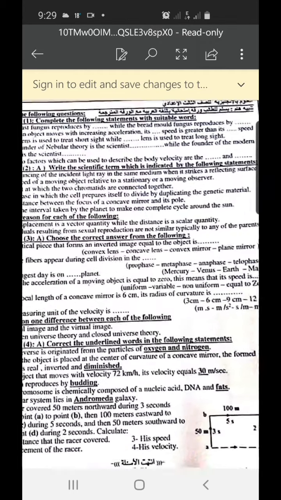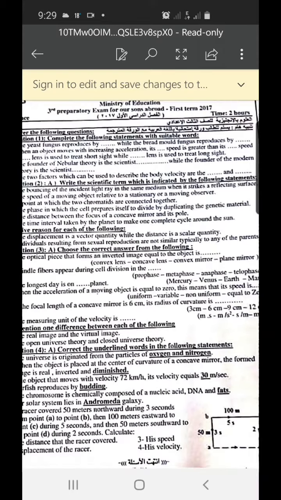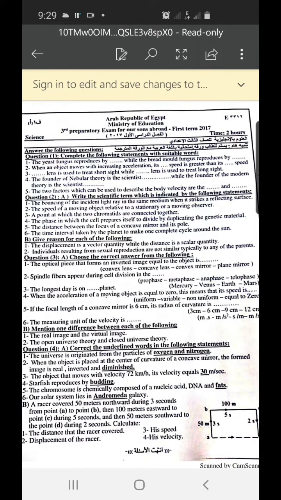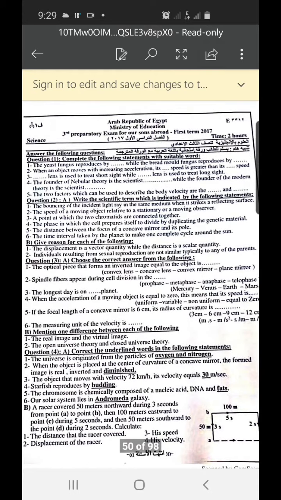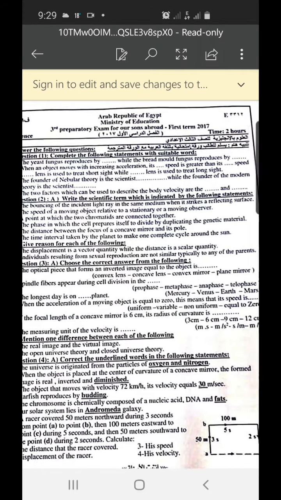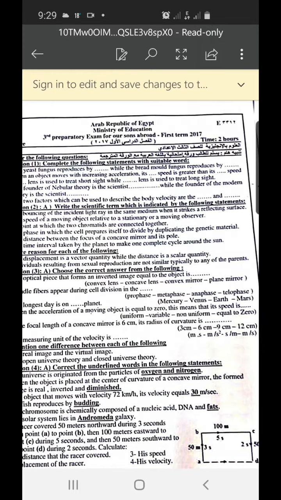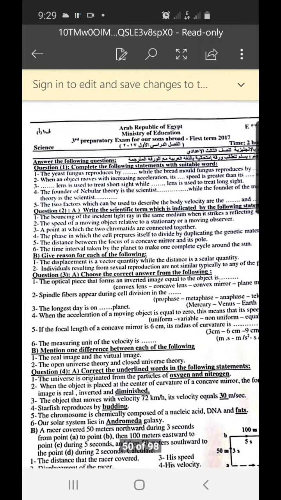2017. First question: complete the following statements. Number 1, the yeast fungus reproduced by space, while bread mold fungus reproduced by space. The answer is the yeast fungus reproduced by budding, while the bread mold fungus reproduced by spores or by spore propagation.